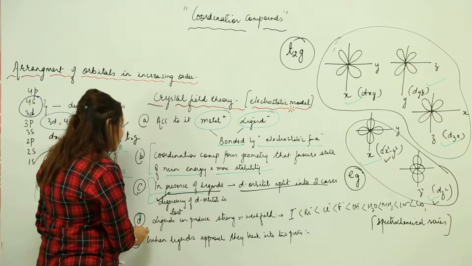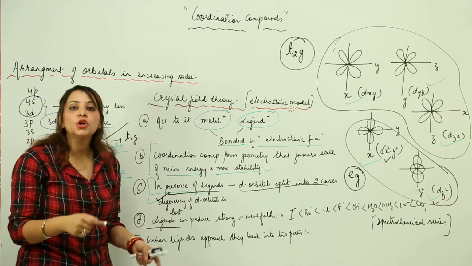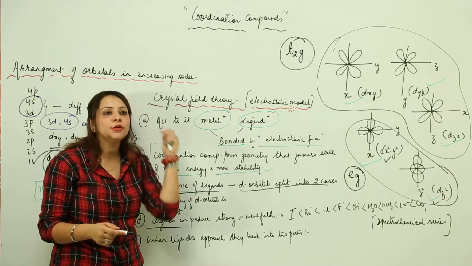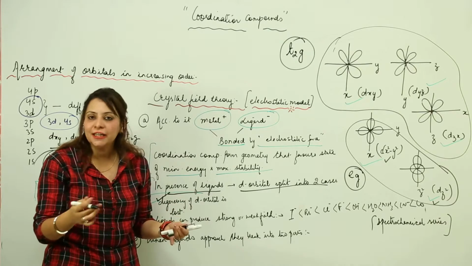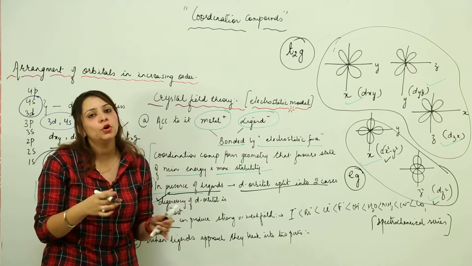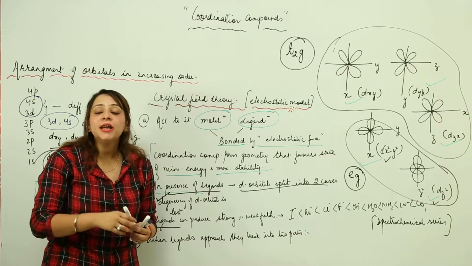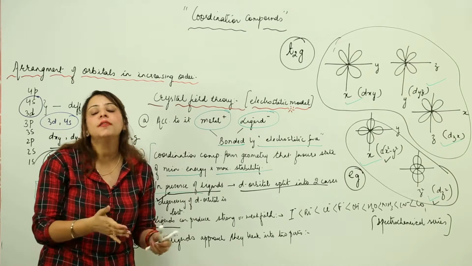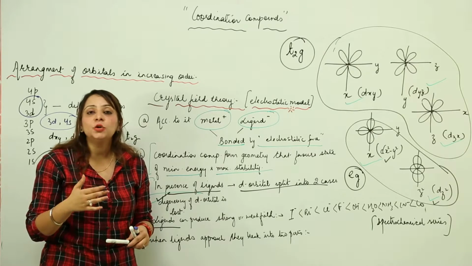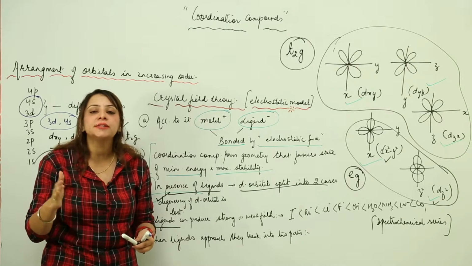Then you know that ligands which approach can produce a strong field splitting, so they are called strong field ligands, or they are called weak field ligands. If they are able to create a lot of energy difference between the orbitals, they are strong field ligands. And if they are able to create less difference, they are called weak field ligands.